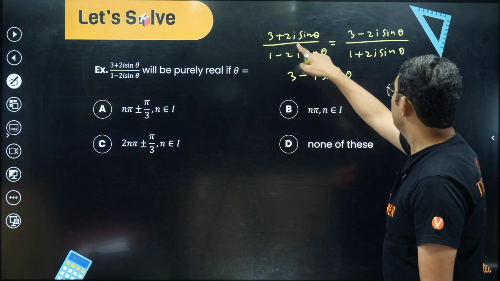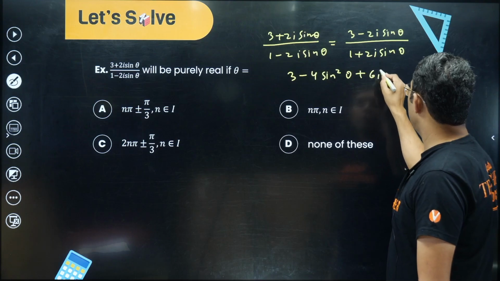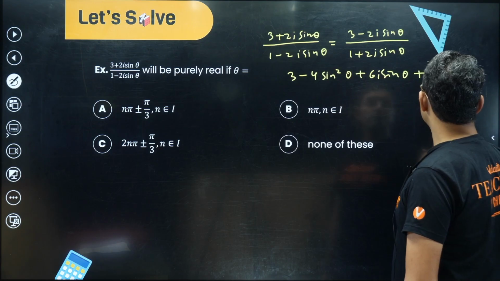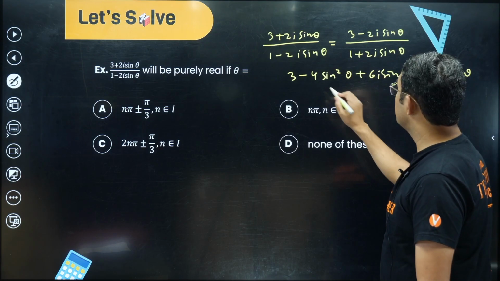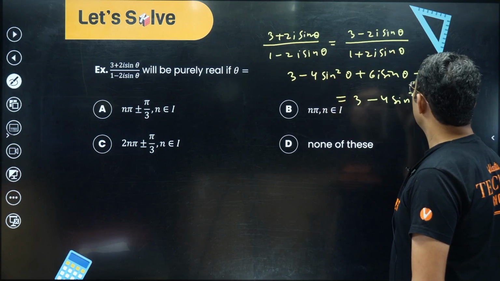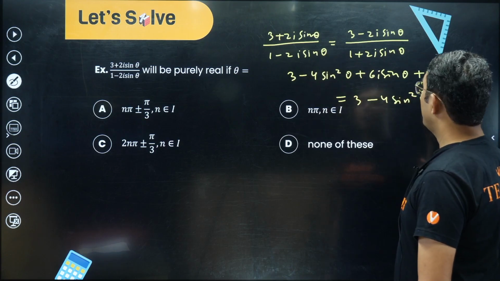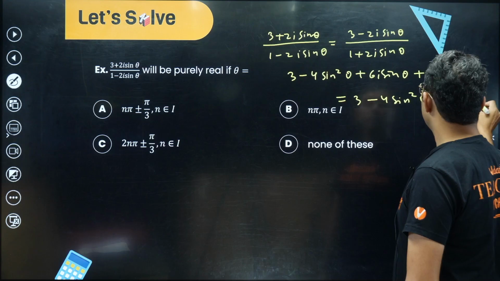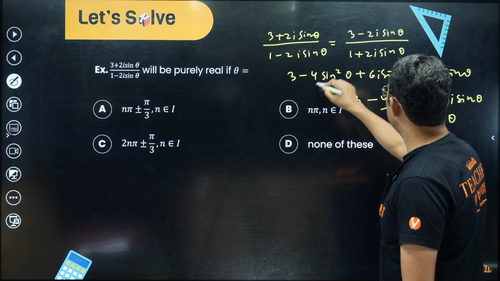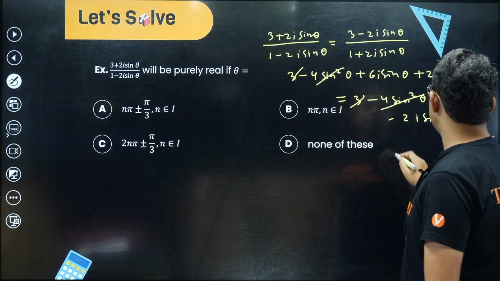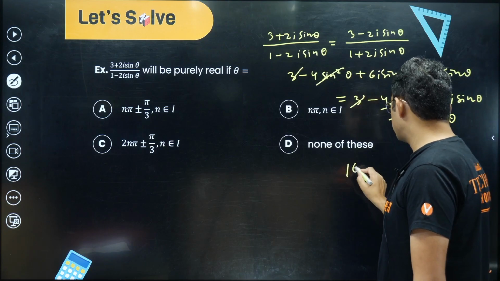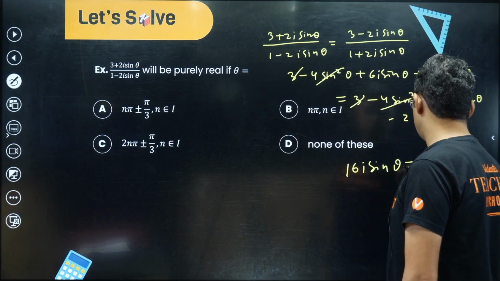Other terms would be, when you multiply 3 with this, it will be 6 iota sine theta, and when this is multiplied with this, it will give you 2 iota sine theta. Now, equating this will give you 3 minus 4 sine square theta, and minus 6 iota sine theta minus 2 iota sine theta. So this 4 sine square theta and 3 will get cancelled. So you can see everything is getting added. So we are getting 6 plus 2, 8 into 2, 16 iota sine theta is equal to 0.